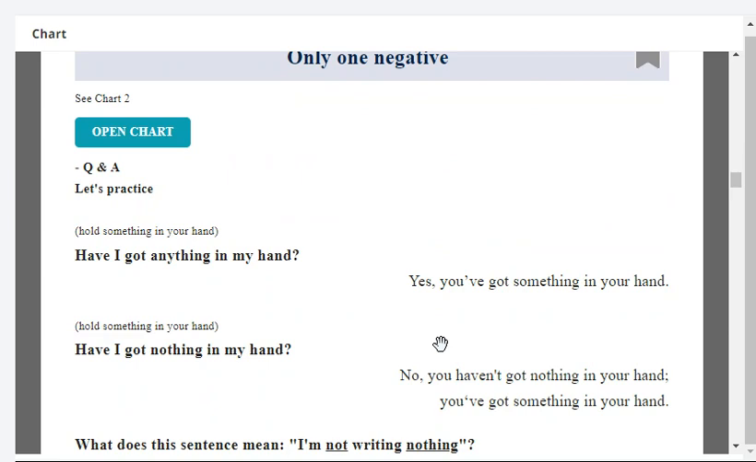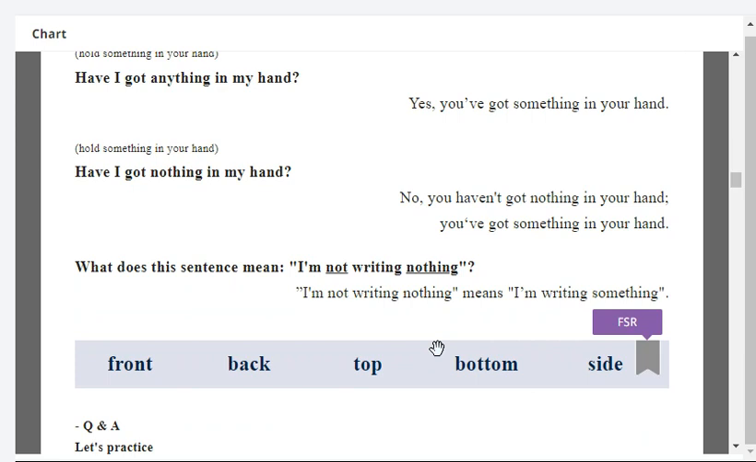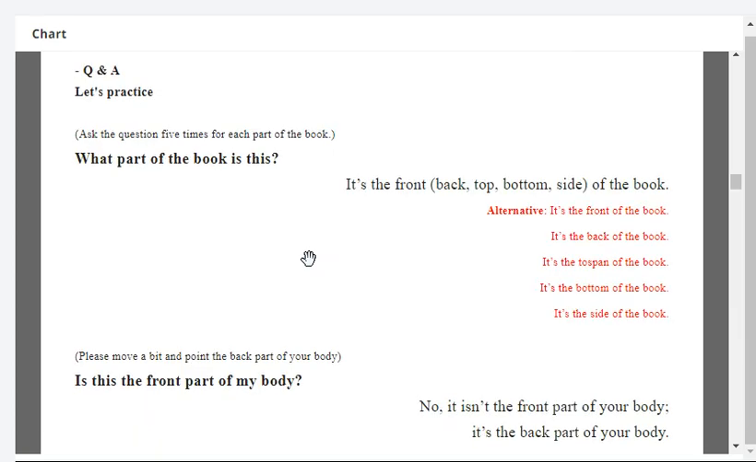Have I got anything in my hand? Yes, you've got something in your hand. Have I got nothing in my hand? No, you haven't got nothing in your hand. Right, you've got something in your hand. What does this sentence mean? I'm not writing nothing. Nothing means I'm writing something. Very good.